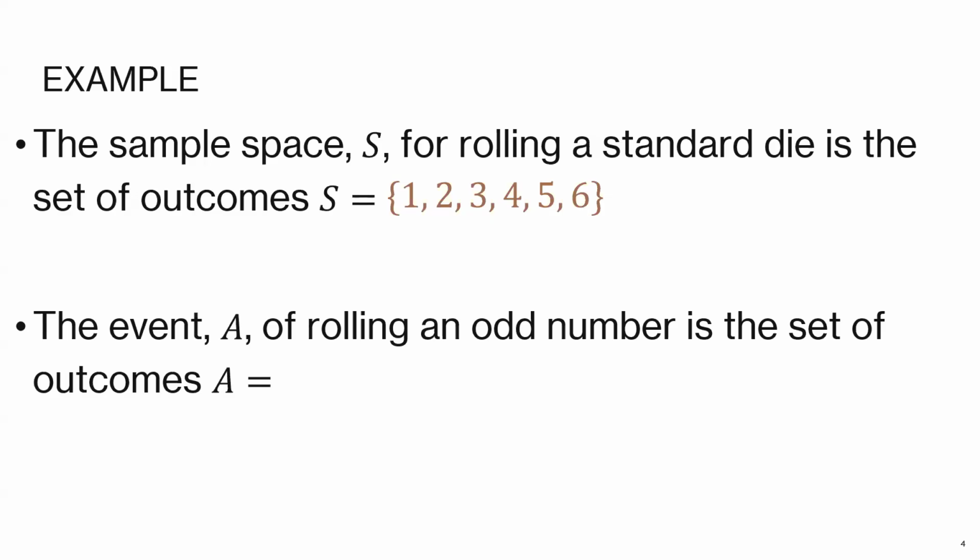Let's call this event A. Event A is rolling an odd number. So from the die, choosing which of those are odd numbers, your options are 1, 3, and 5. And again, we list those with the curly brackets as a set of numbers.